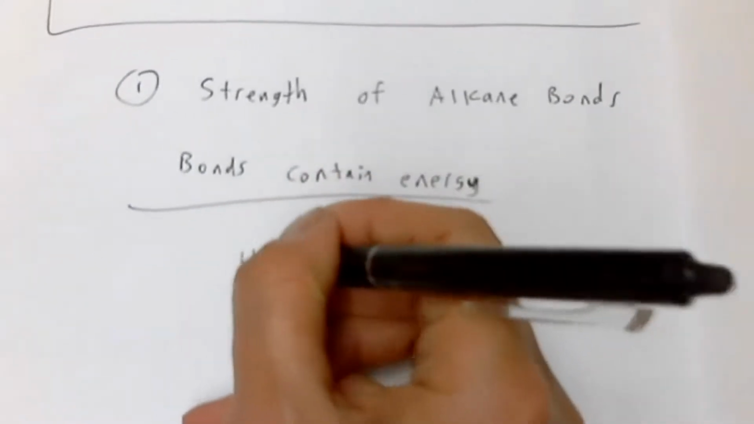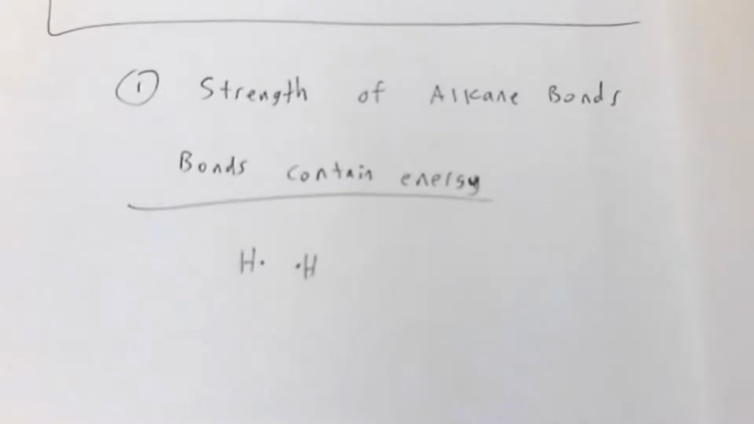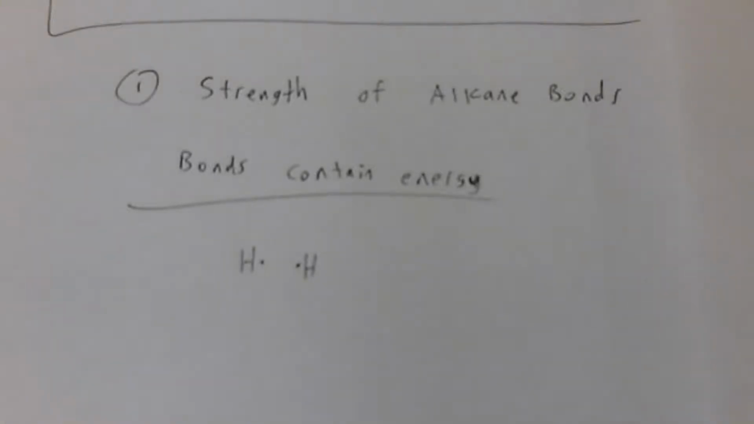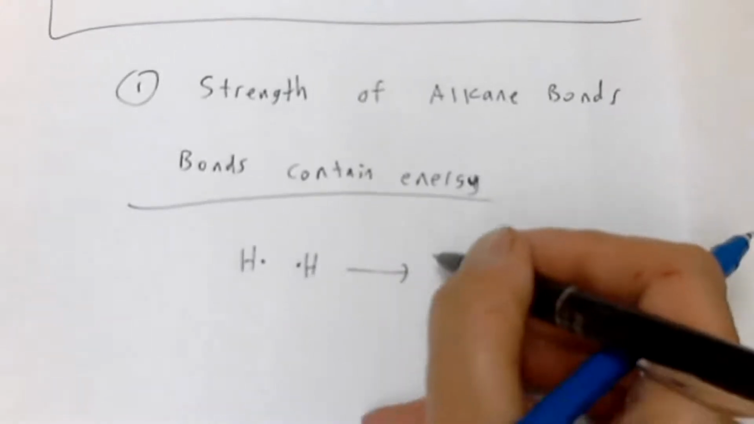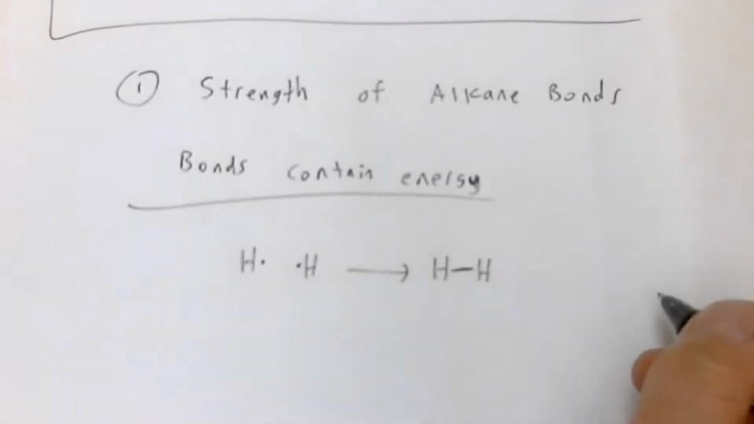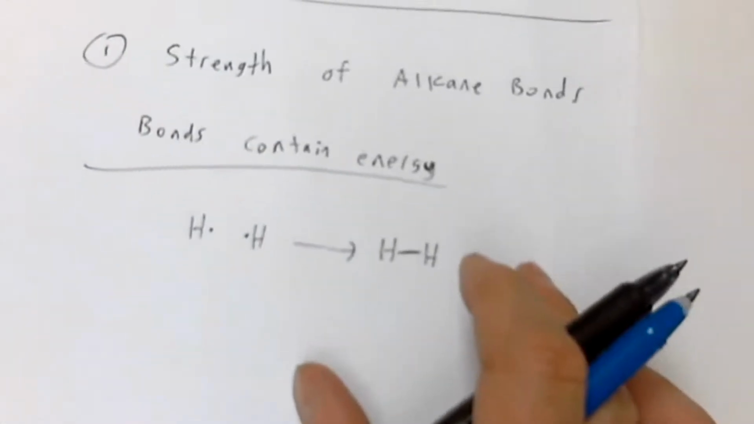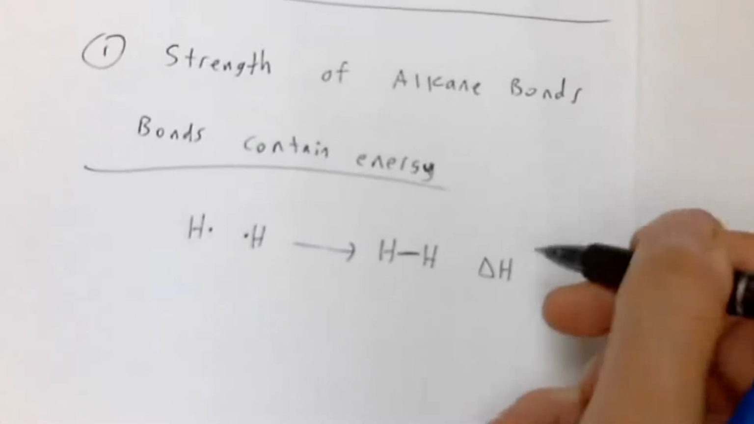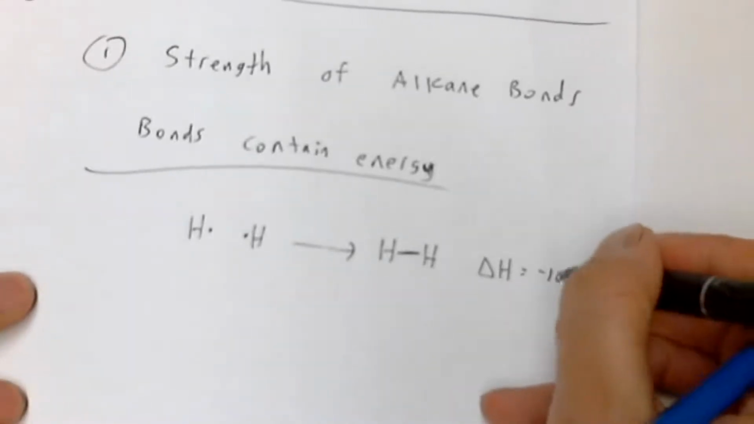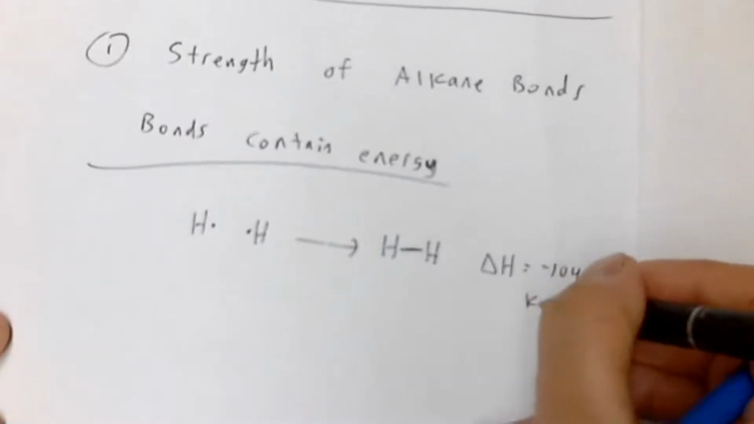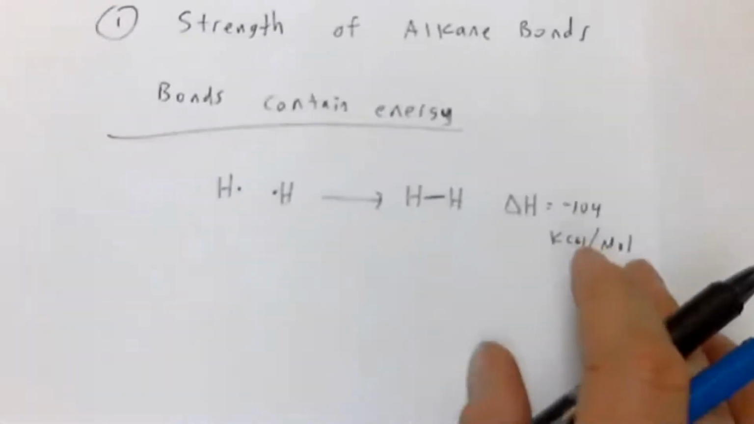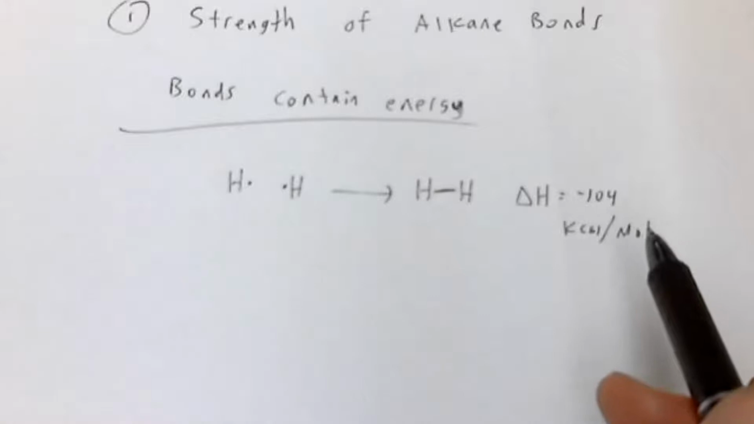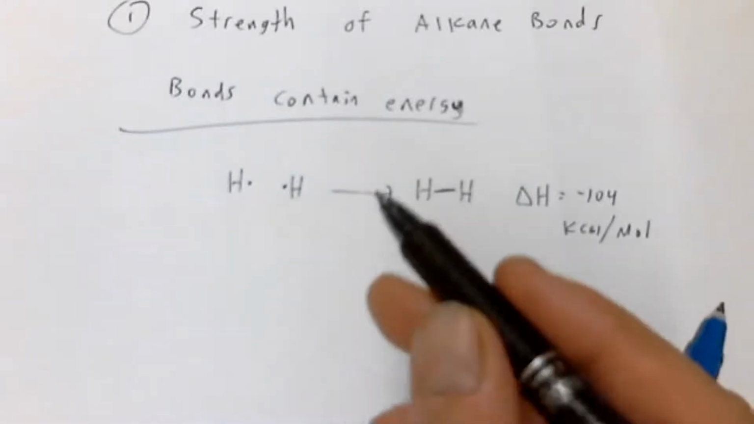If I have H dot and H dot, and they form a bond, you form H-H, right? And this delta H, which is the bond strength, is negative 104 kilocalories per mole. And we talked about spontaneity of reactions. Is negative a good thing or bad thing for a spontaneous reaction? Good thing, yeah, that's a favorable reaction, right?